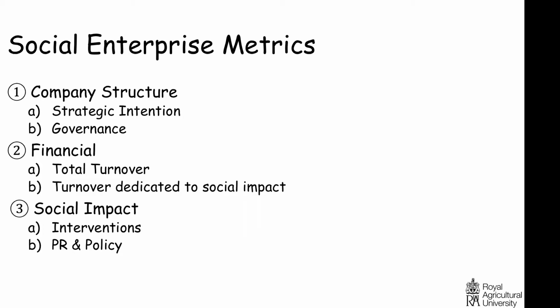Second, there is financial. All businesses in the UK have to report their financial turnover and their profitability. And of course, as a social enterprise, that is not necessarily your core aim. Your core aim is that strategic intention to provide some social good. So reporting on your turnover has to be done. It's one of those things that's important. But the second item there, turnover dedicated to social impact, is really what you should be aiming for.